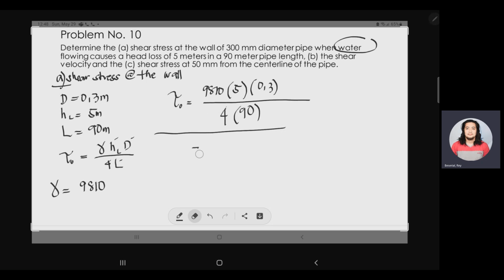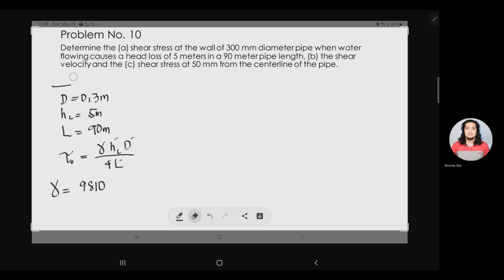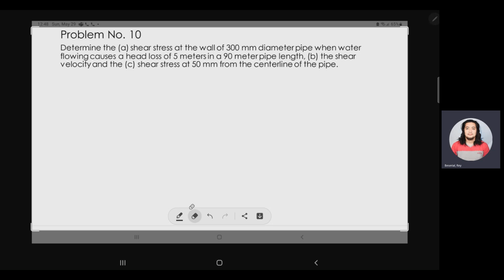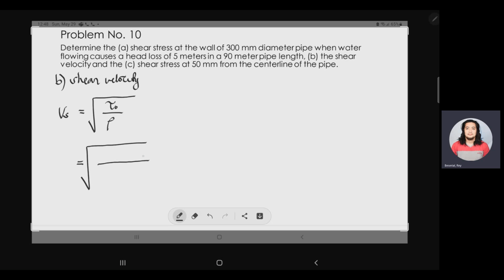Okay, next, letter B. So before that, linisin muna natin ang ating screen. Okay, letter B. Hanapin natin yung kanyang shear velocity. Okay? So yung ating shear velocity, ang formula dyan is V sub S is equals to square root of yung ating shear stress at the wall over the density ng ating fluid, which is water. Okay, so may value na tayo niyan, di ba? So square root of 40.9 over nung ating density of water is 1,000. So ang ating V sub S, shear velocity is 0.2 meters per second. So yan ang ating answer sa ating letter B.